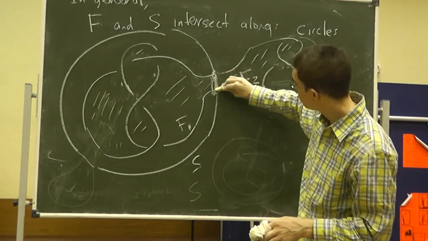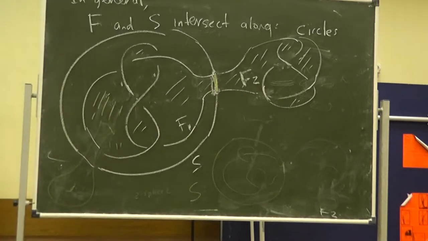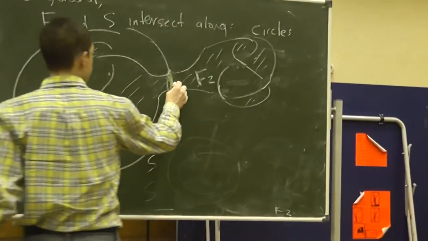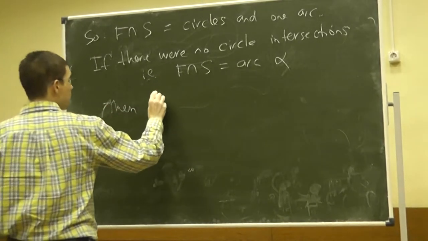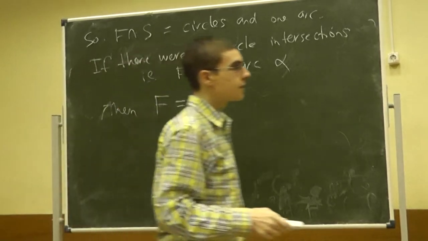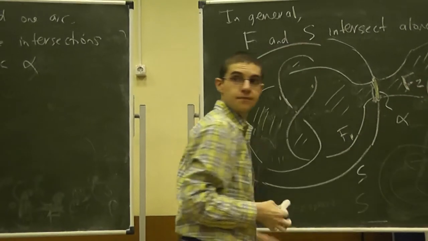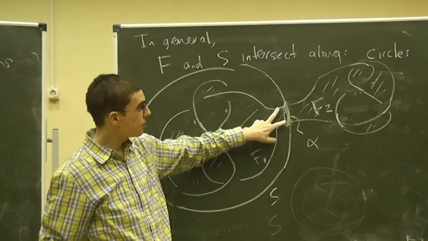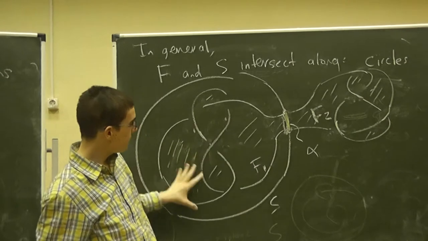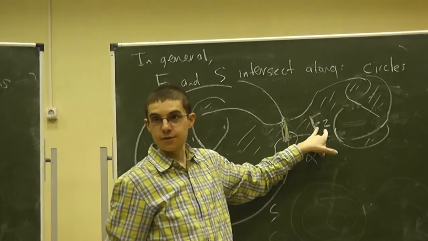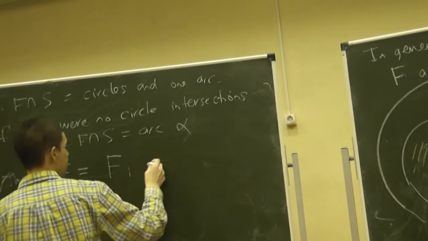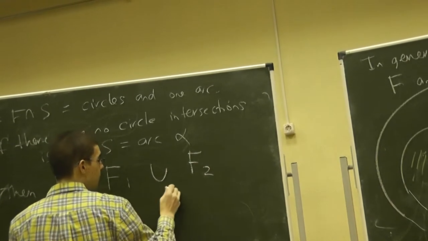Let's call it alpha. So if the two-sphere intersected the surface along just an arc, alpha, then we could define F. We could divide our whole surface into one piece bound by the piece of the knot inside the two-sphere union the arc, which we call F1, and this piece F2. Then we can write F is F1 union F2 along alpha.